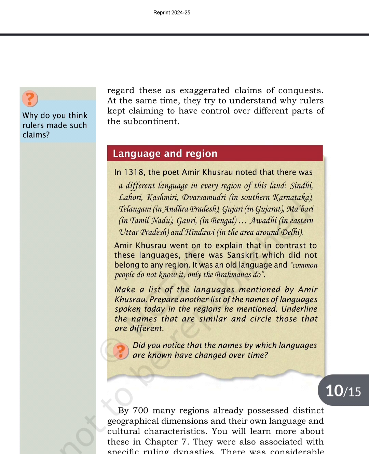At the same time, they try to understand why rulers kept claiming to have control over different parts of the subcontinent. By 700, many regions already possessed distinct geographical dimensions and their own language and cultural characteristics. You will learn more about these in Chapter 7. They were also associated with specific ruling dynasties. There was considerable conflict between these states. Occasionally, dynasties like the Cholas, Khaljis, Tughlaqs, and Mughals were able to build an empire that was pan regional, spanning diverse regions. Not all these empires were equally stable or successful.